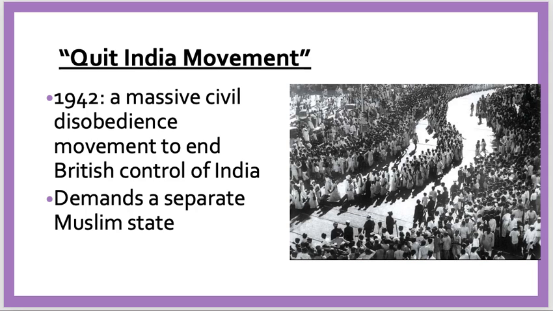This will create a class of wealthy Indian businessmen who will support the Indian National Congress and independence. In 1942, the Quit India movement will emerge. It's going to be a massive example of civil disobedience designed to end British control of India. Included in it will be demands for a separate Muslim state led by the Muslim League and Muhammad Ali Jinnah. So the two main names that you should know for Indian independence are Gandhi and Jinnah. These are the two men, each representing Hinduism and Islam, these two major voices for India.